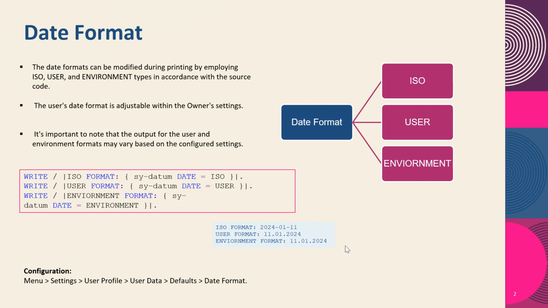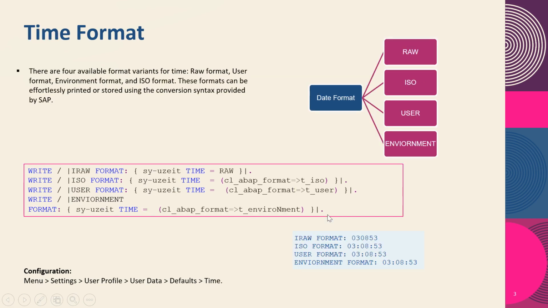The path to change the format is in the menu. You can go to settings, user profile, user data, default, date format. You can default the date format for that particular user.